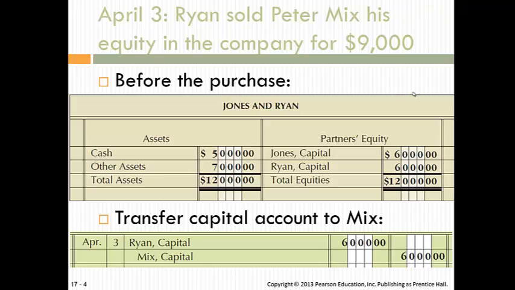Let's look at the textbook example on page 629. On April 3rd, Ryan sold Mix his equity in the company for $9,000. Let's analyze this transaction before we journalize it.